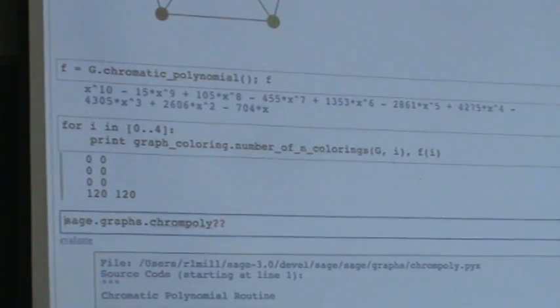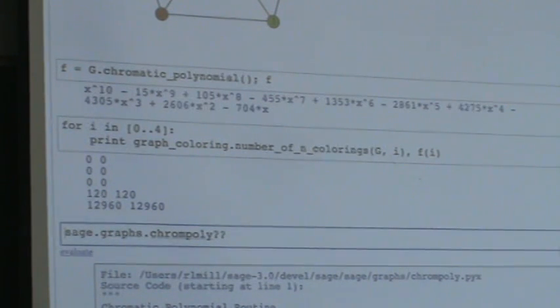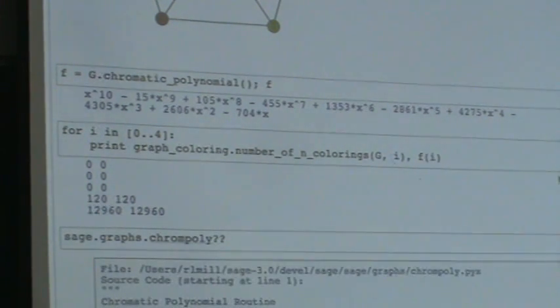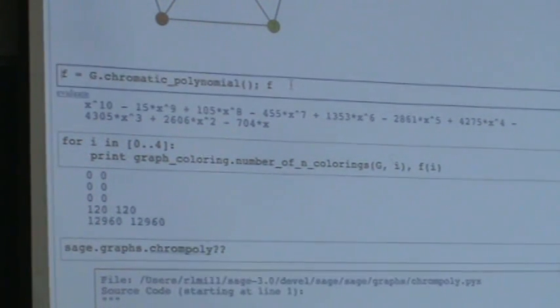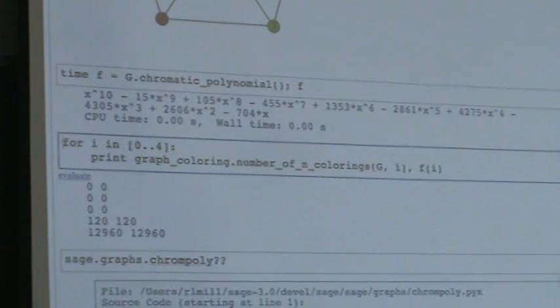Here, I'm just going over the first few i, because after a while, the number of n colorings function gets pretty slow. But you can see that the number of n colorings and the polynomial evaluated at i agree. Nice. So how long does it take to compute the chromatic polynomial? It's probably cached there. It's not cached. No, it doesn't need to be. I kind of meant more like complexity.